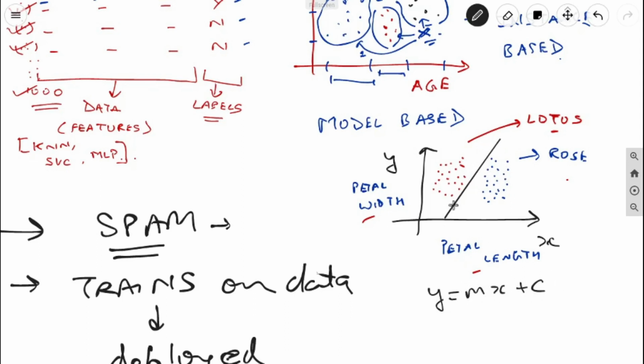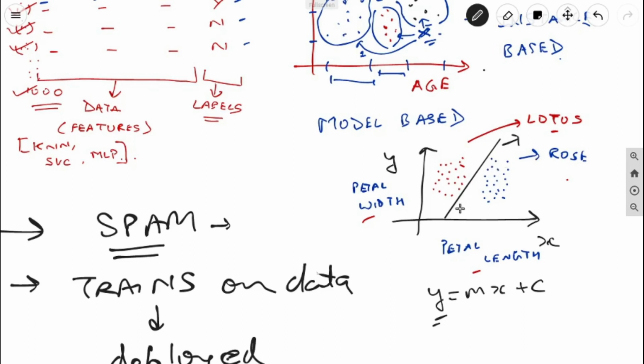If we have the equation of this line, then any value less than this line will fall here in the roses, and any value greater than y equal to mx plus c falls in the category of lotus. So this line divides the whole space into two halves, one half has all the lotus, the other half has all the roses. We want to learn the equation of this line. That is what a machine learning algorithm does for us.